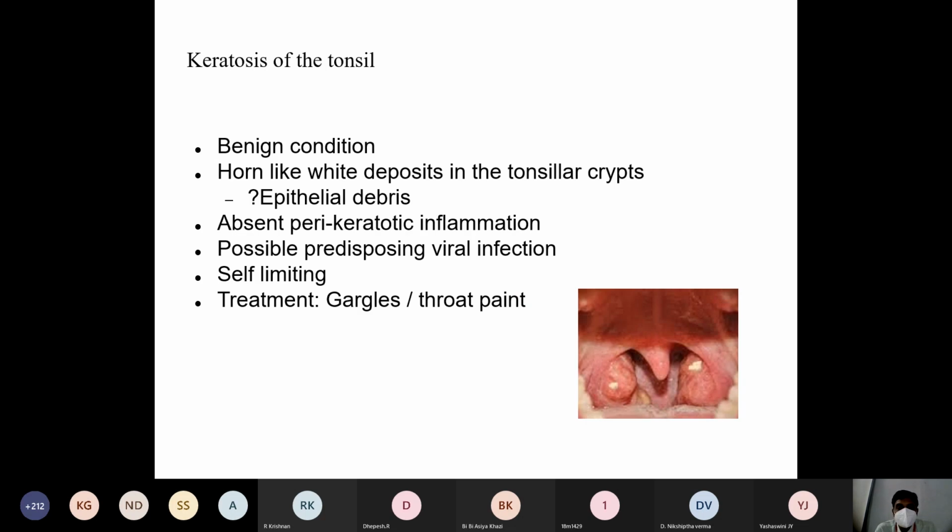One condition which is commonly confused with tonsillitis is keratosis of the tonsil. Basically, it's a benign condition characterized by the presence of horn-like keratinous deposits in the tonsillar crypts. It is characterized clinically by the absence of perilesional inflammation. Just look at this picture on the slide. You can see the white keratin material within the tonsillar crypts.